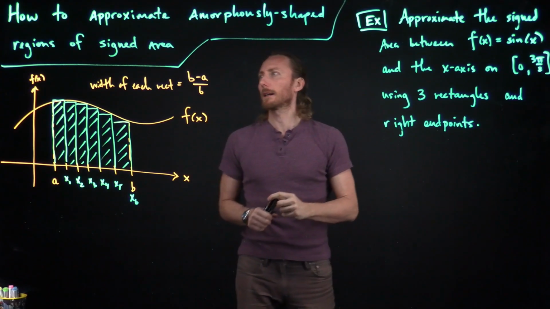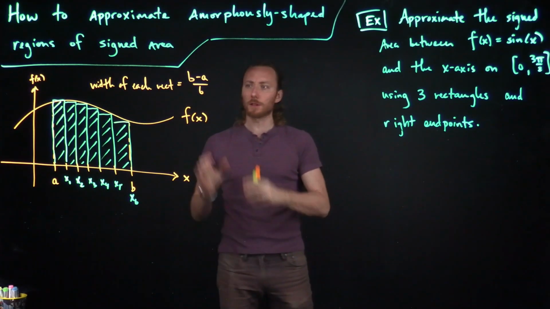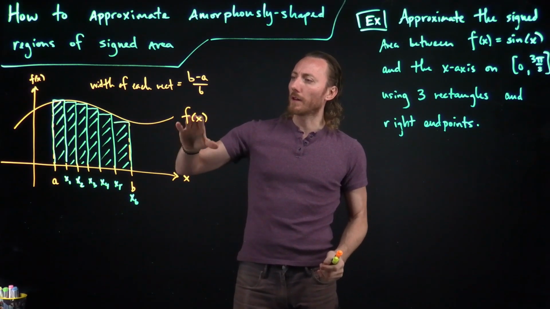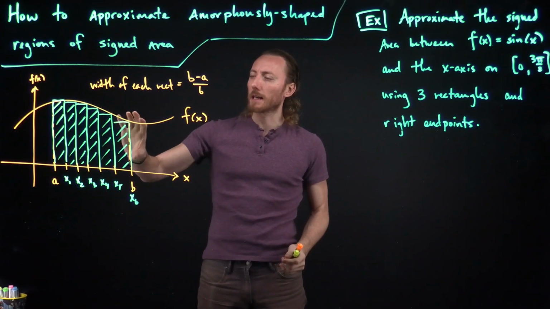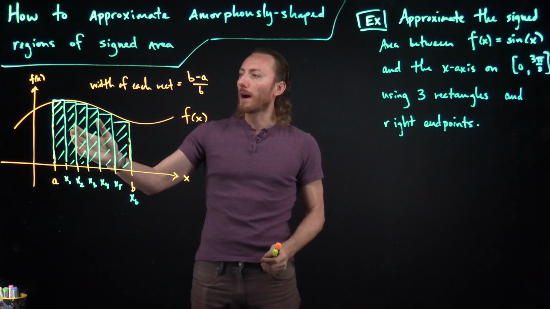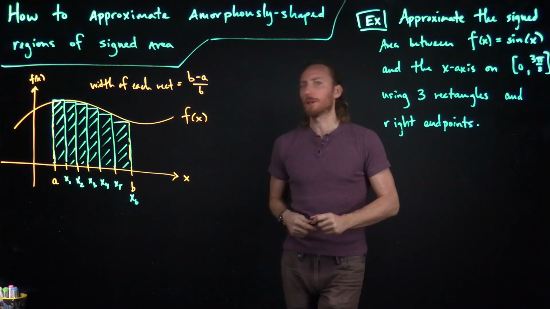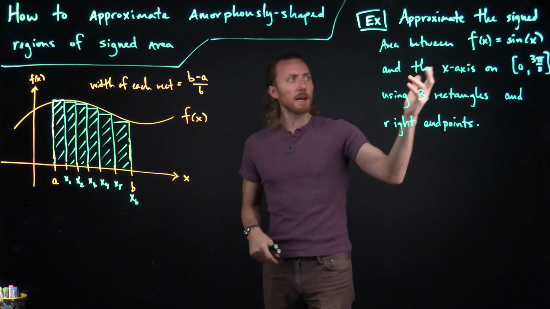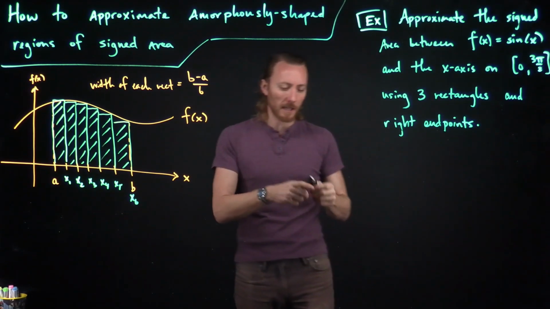All right, welcome back. I just want to run through a quick example so that we can see this idea of taking a function's graph, looking at the signed area between that function's graph and the horizontal axis, and then approximating that amorphously shaped region with appropriate rectangles. And so for an example, let's look at the function f of x equals sine x.